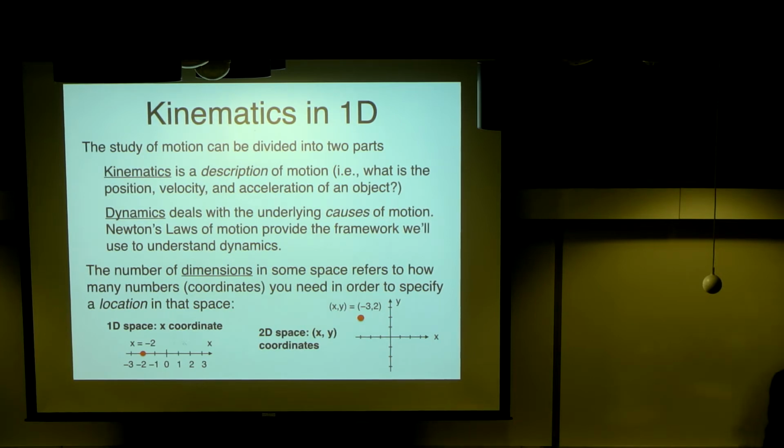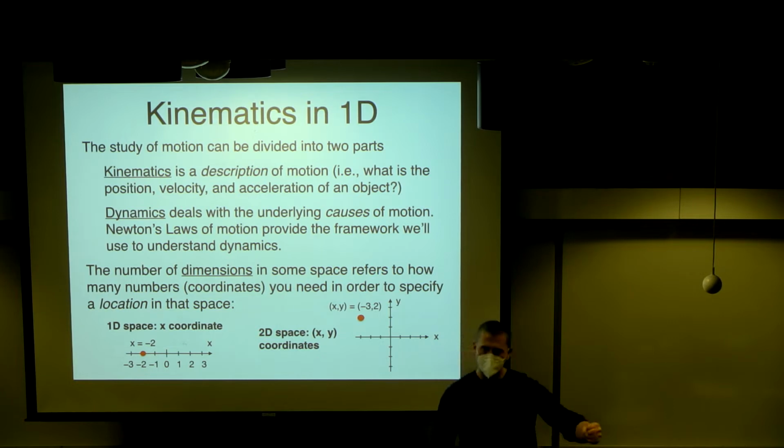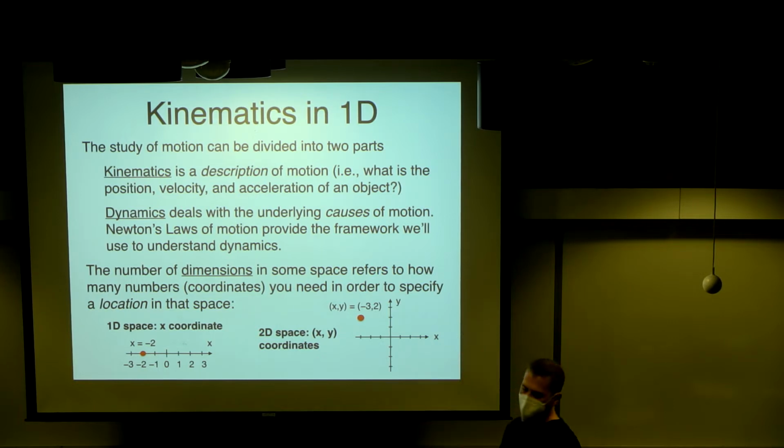The first thing I want to do is just define some words. What does this thing, kinematics in one dimension, actually mean? Let's really break that down so you understand where we're going over the next couple weeks. When we study motion, which is what we're going to be doing in this class, we can divide that study of motion into two parts. We've got what's called kinematics, which you can think of as just a description of motion. So we're describing what the velocity of an object is, or maybe where an object is located, what its acceleration is, things like that.